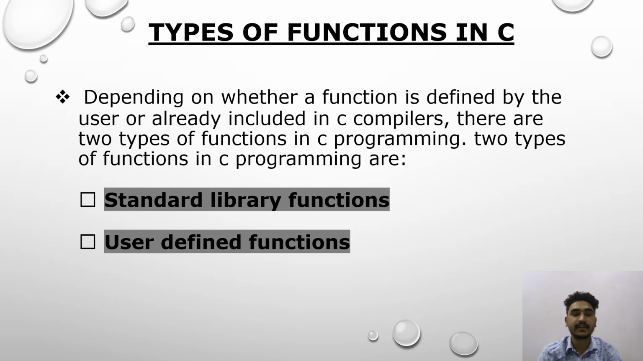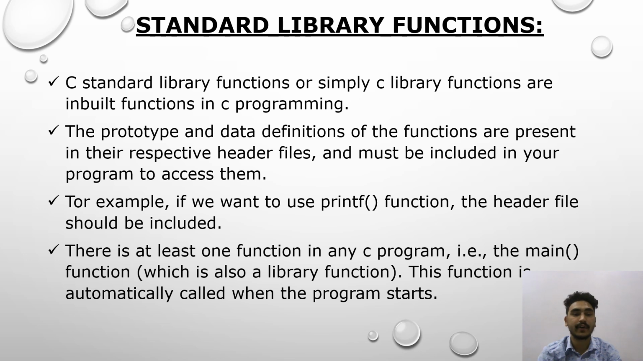Types of functions in C. Depending on whether a function is defined by the user or already included in C compilers, there are two types of functions in C programming. The two types of functions in C programming are standard library function and user-defined function. First of all, we move for the standard library function.